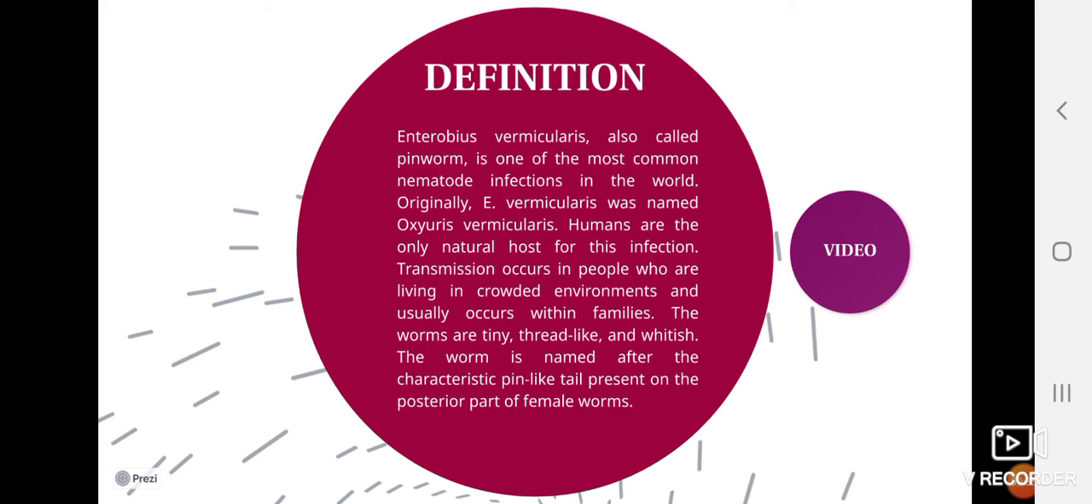The worms are tiny, tree-like, and white. The worm is named after the characteristic pin-like tail present on the posterior part of female worms.